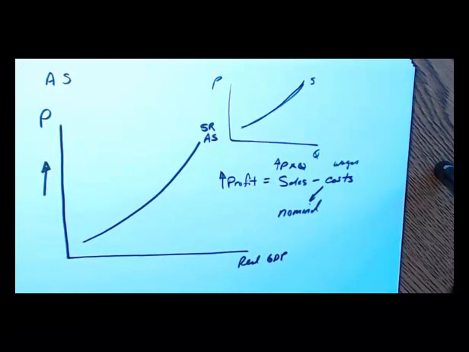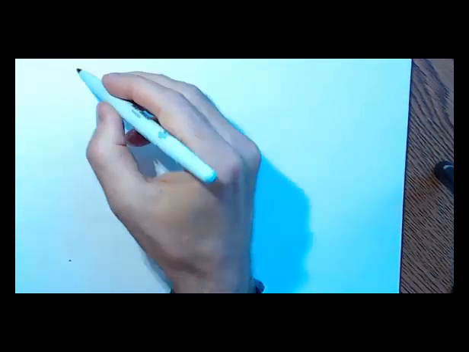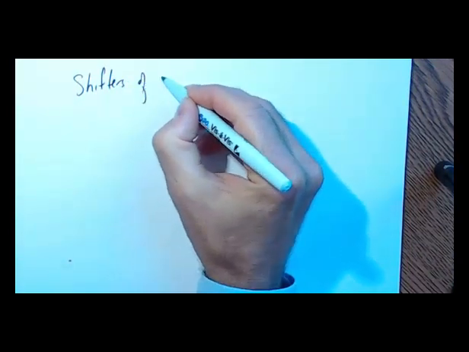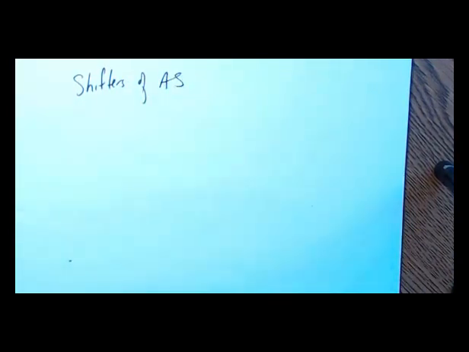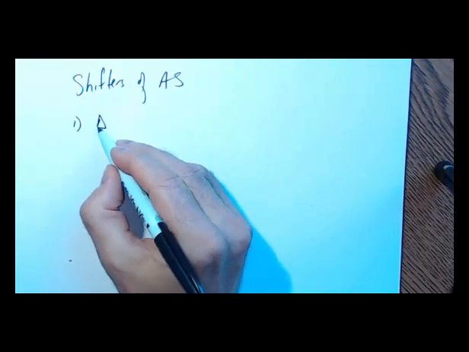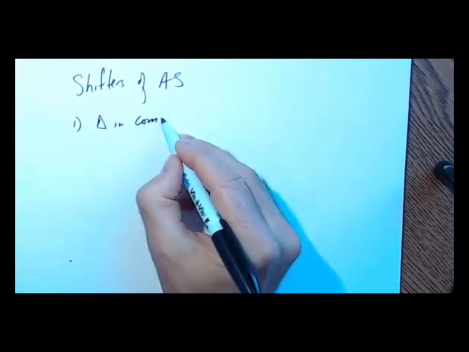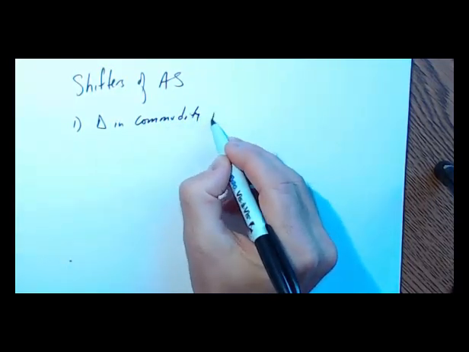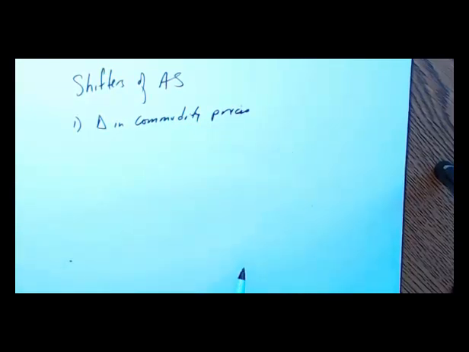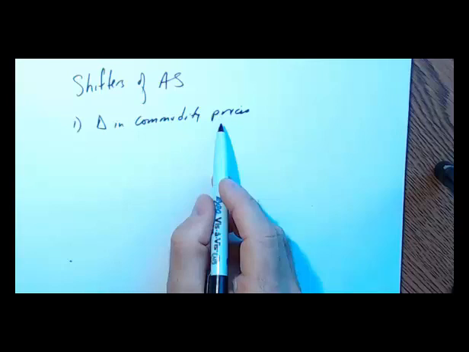Now back to the short run aggregate supply curve. Let's look at the shifters of aggregate supply. We have a couple of things that can shift aggregate supply. The first one is changes in commodity prices, which can cause shifts in the aggregate supply curve. Those are input prices.